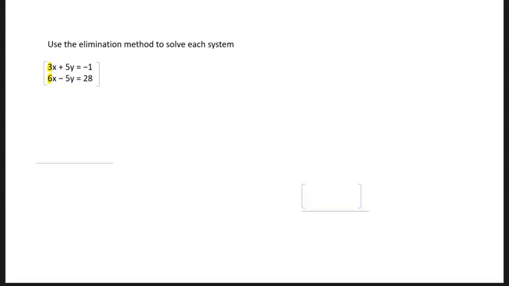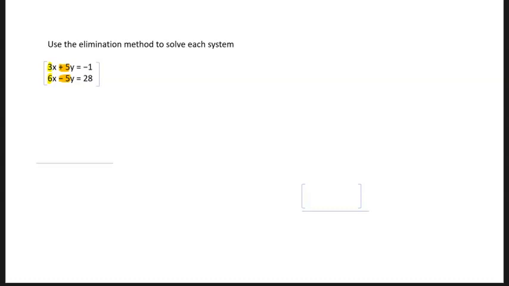If we look at the 3 and the 6, 3 actually can go into 6 two times. And then let's look at the numbers in front of y's: positive 5 and negative 5. Notice that positive 5 and negative 5 are opposite of each other. And this is the key to the elimination method.